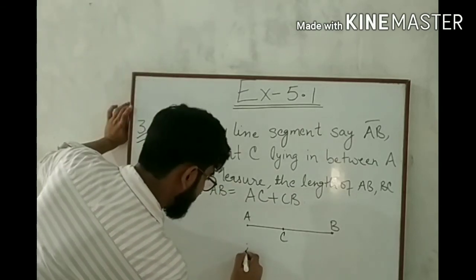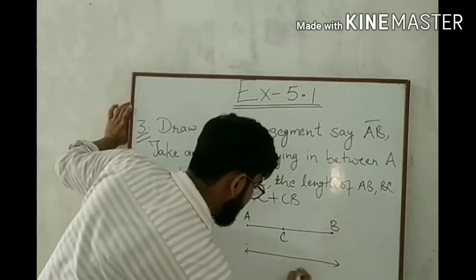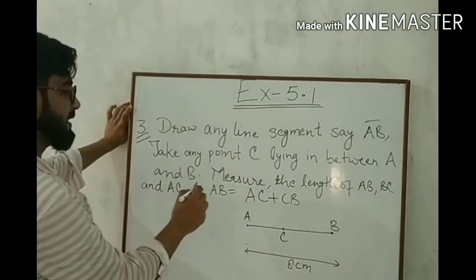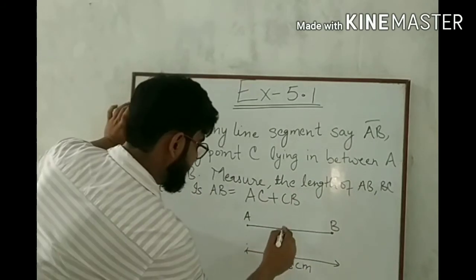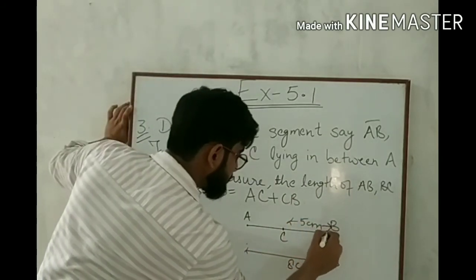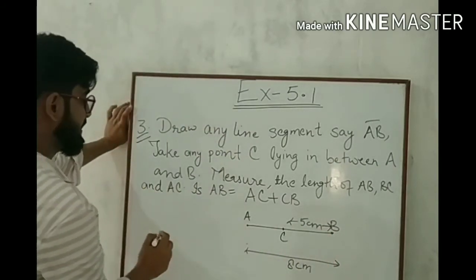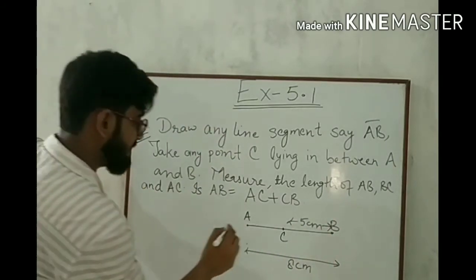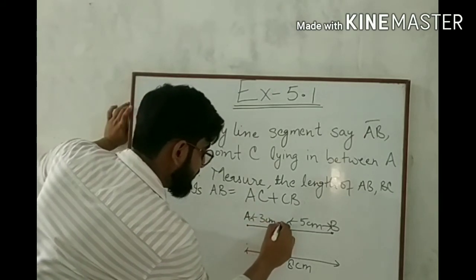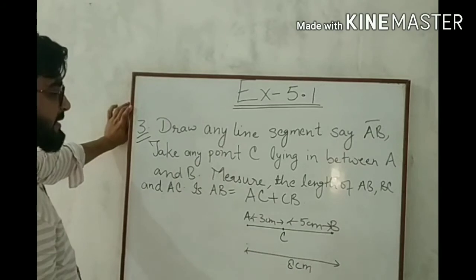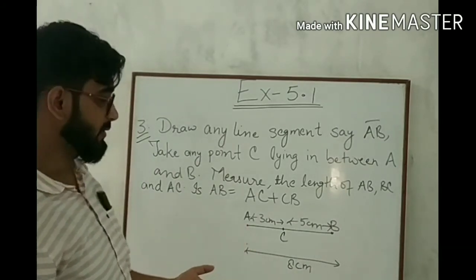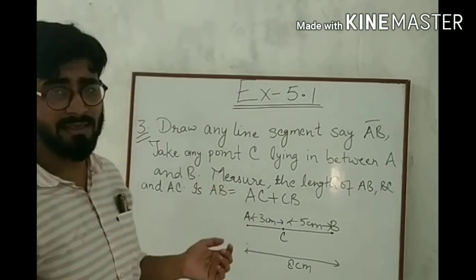Suppose AB is equal to 8 centimeter. And then after AB, we measure BC. BC is equal to 5 centimeter. And we also have to measure the length of AC. Then AC will be equal to 3 centimeter, since AB is equal to 8 centimeter. So AC will be 3 centimeter only, because C is lying in between A and B.